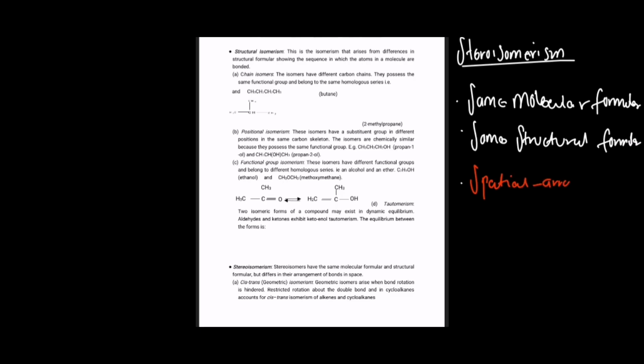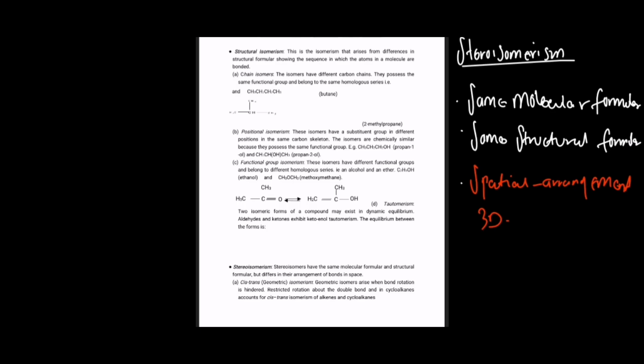Different spatial arrangement, that is the 3D, the way they are being positioned. They have the same molecular formula, the same structural formula, but they differ in their spatial arrangement. In essence, the same atoms, the same connectivity, but different spatial arrangement. Now, stereoisomerism is divided into three main types.